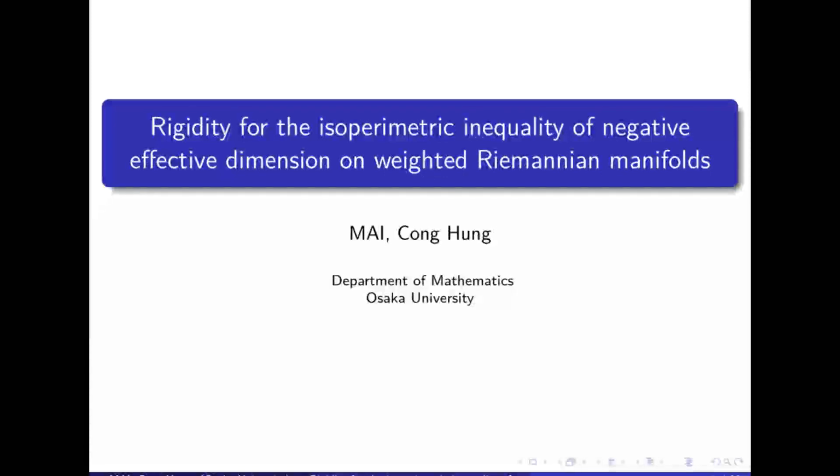Now, let me start by introducing the topic of this talk. I will talk about the rigidity of the isoperimetric inequality of negative effective dimension on weighted Riemannian manifolds. And maybe you're not familiar with some words in the title, like isoperimetric inequality, effective dimension, and weighted manifolds. I will give the definitions later in my talk.